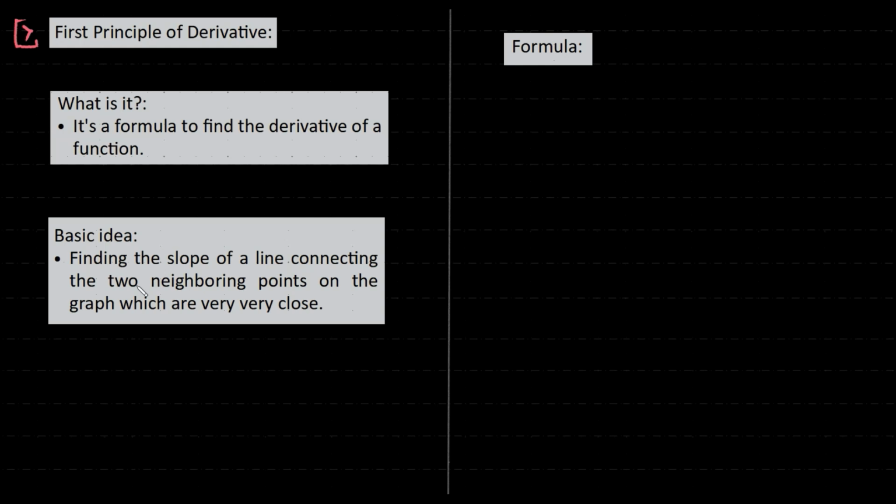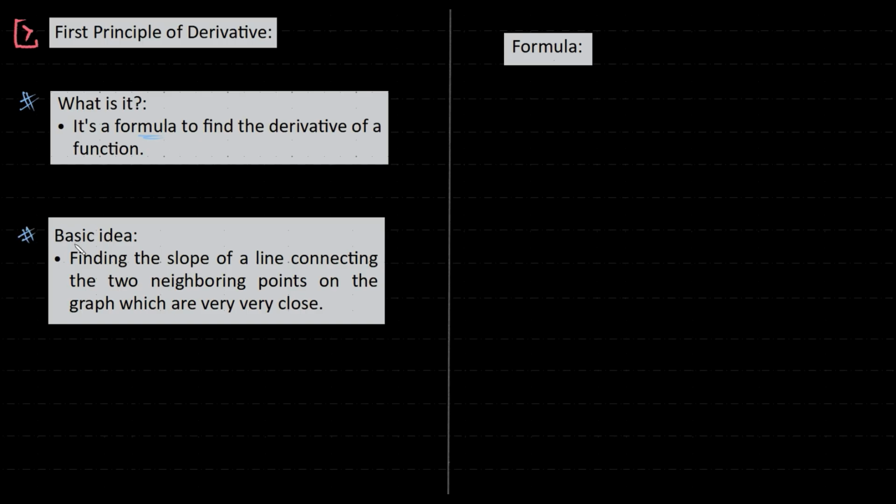We understood the phrase derivative differentiation. How exactly do we find a derivative of a function? One of the methods is the first principle of derivative. How does it work? First thing is, what is it? It's a formula to find the derivative of a function.